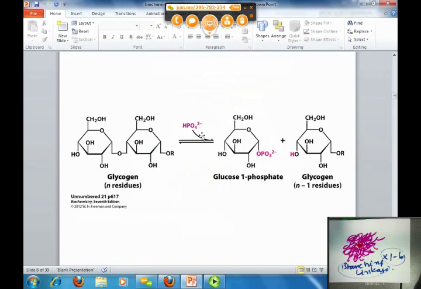Glycogen end residue, how the glycogen molecule is being broken down by phosphate. There are no ATPs involved here. So the phosphorylase enzyme releases glucose 1-phosphate, and this is a glycogen N-1 residue, because one residue is being released from the polymer. Okay, the first step in the breakdown of glycogen.